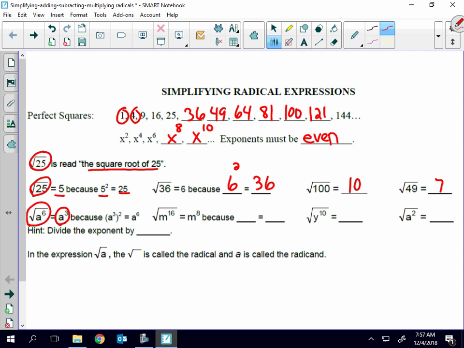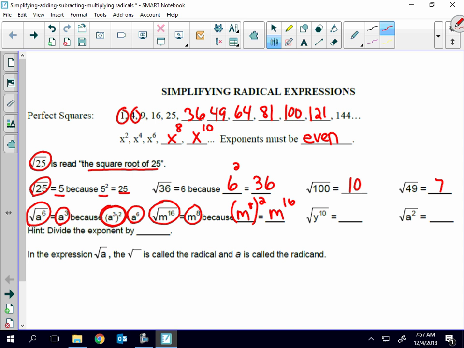Okay, so we have a to the 3rd power raised to the 2nd power is a to the 6th. Hopefully you remember your exponent rules. When you have a power raised to a power here, you multiply the exponents. So when we take the square root, we're dividing the exponents. So here we have the square root of m to the 16th equals m to the 8th because m to the 8th squared is m to the 16th.